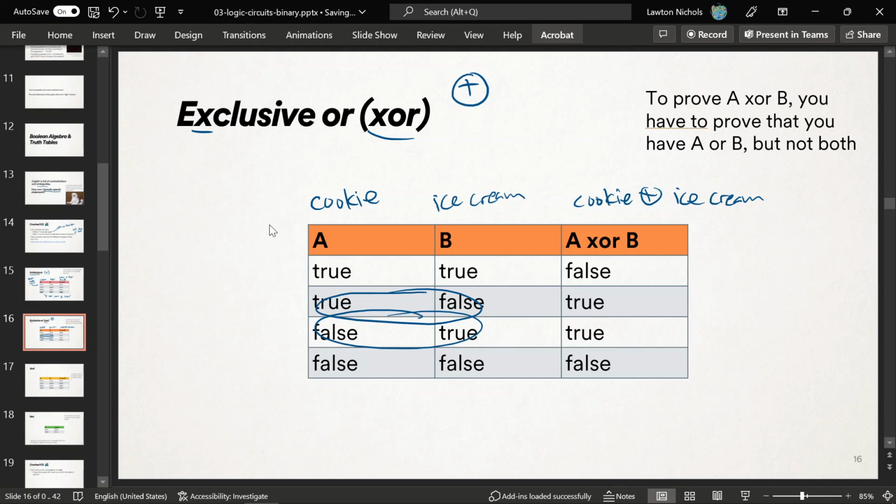Does that make sense? If you had a cookie but no ice cream, or you had ice cream but no cookie, then that's what mom meant, right? That's the truth. Otherwise, you're not allowed to have both, right? You can't have both ice cream and a cookie. Then it wasn't exclusive. And it's still the same down here. If you had neither, it was still false, right? You're supposed to have one but not the other. Not both, but also not neither.